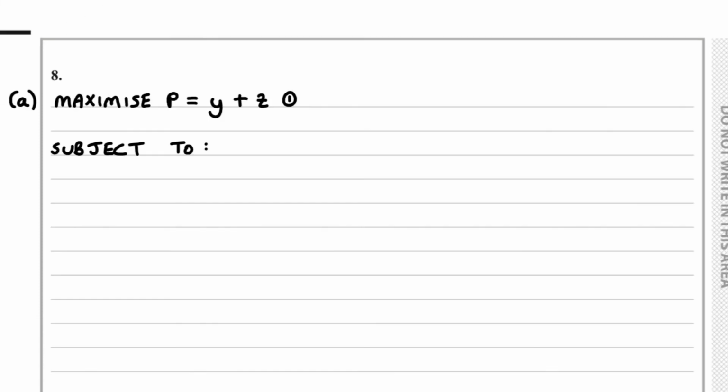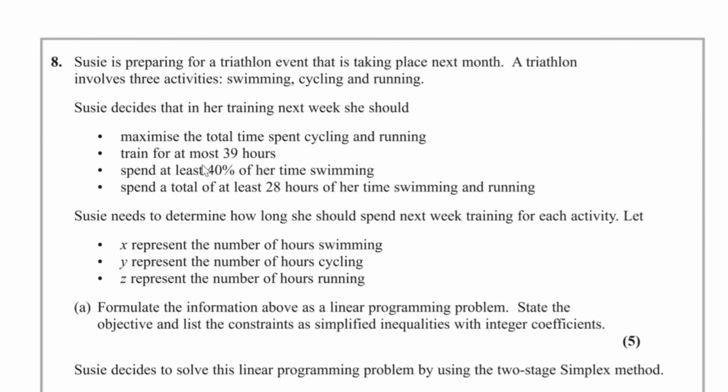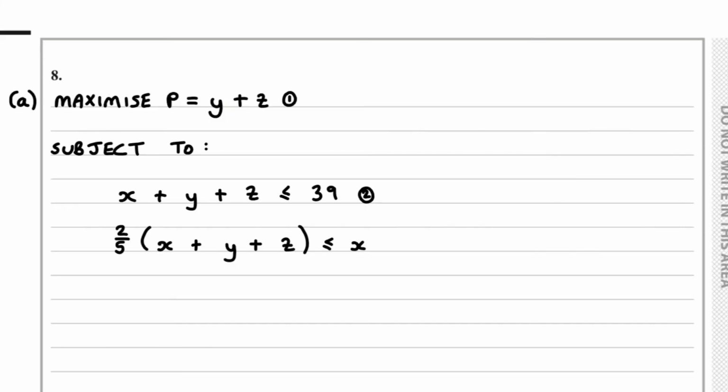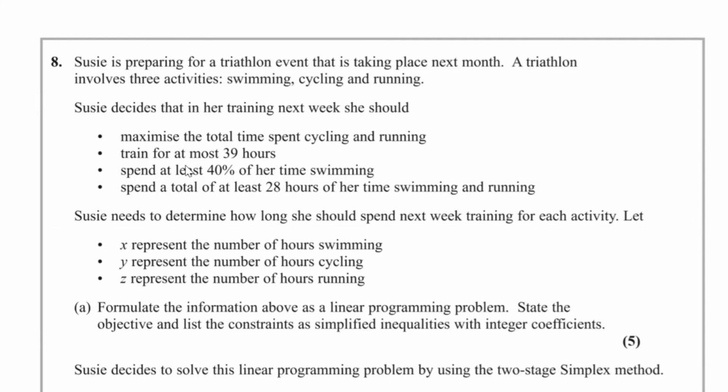Now, we have to maximize this objective subject to the following constraints. For the first one, we've got x plus y plus z being less than or equal to 39. The reason for that is we have to train for at most 39 hours. Next, we've got 2/5 of x plus y plus z being less than or equal to x. The reason for that is we have to spend at least 40%. 40% is the same as 2/5 of the time swimming.